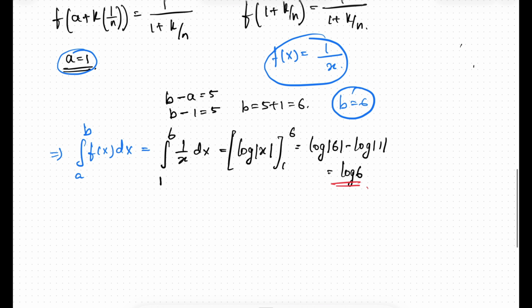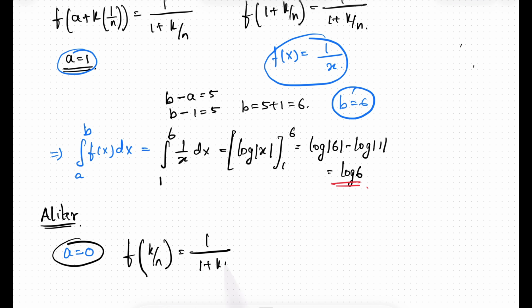So we are also having a different way. It's not like this is the only way. I can also assume your a to be 0, alright, and if I do so, f of k by n would be simply 1 by 1 plus k by n. Now my function f of x would be 1 by 1 plus x, right? Because your input is over here, so your function's nature also has to be in such a way that it should be 1 plus your input. So f of x would be 1 by 1 plus x.